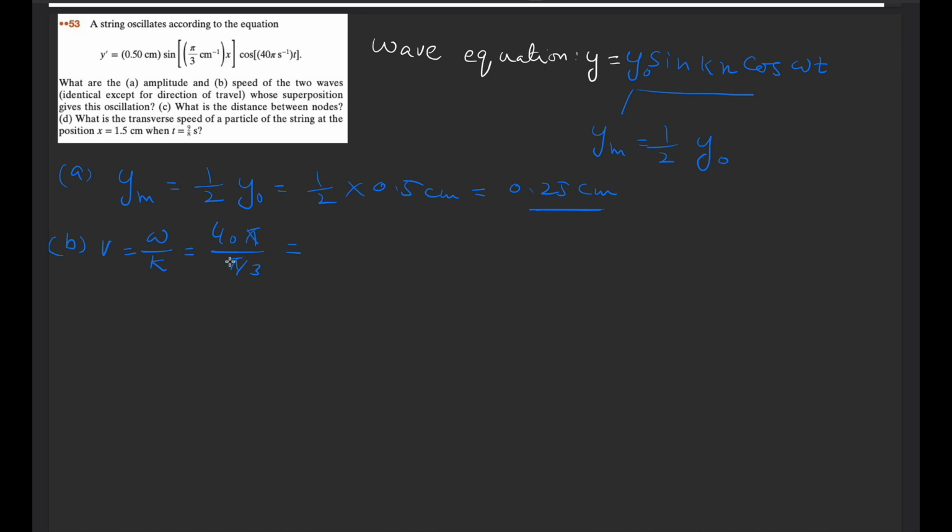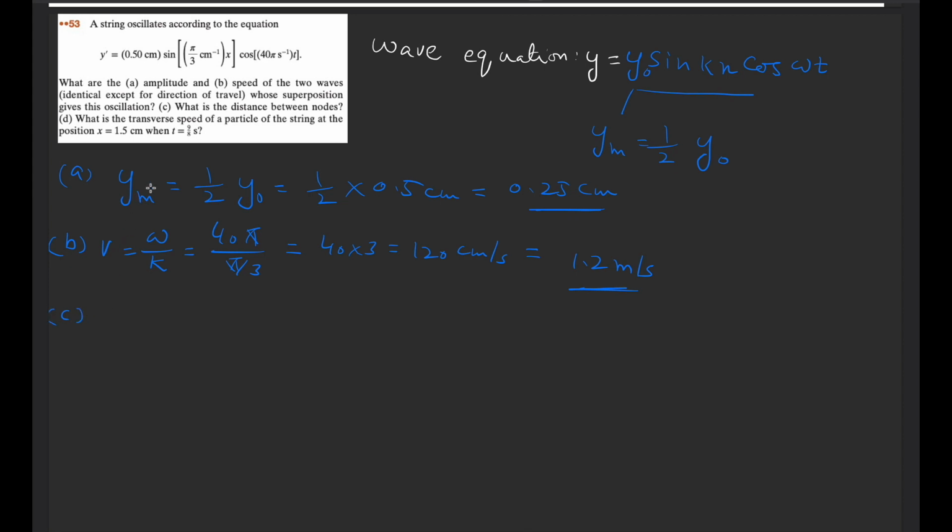So pi cancels out, and this 3 will multiply by 40. So we will get 120 centimeter per second. If you convert into SI, then it will be equal to 1.2 meter per second. So this is the answer. Part C.